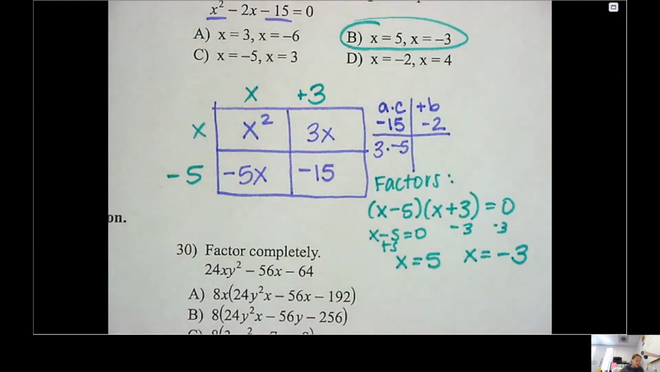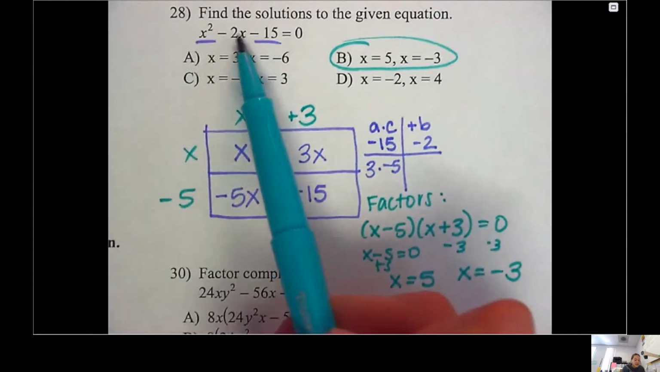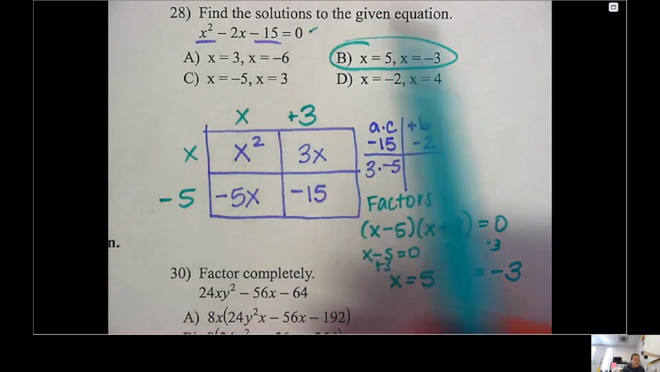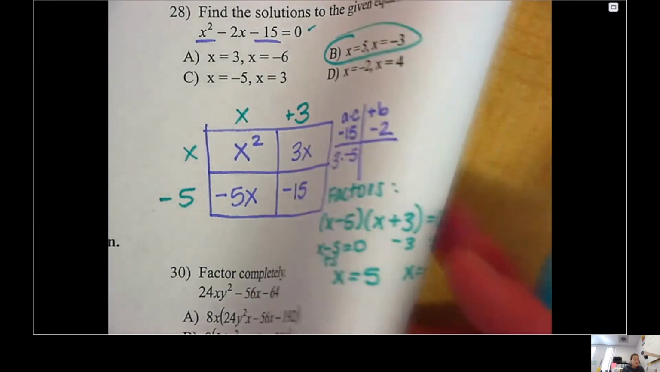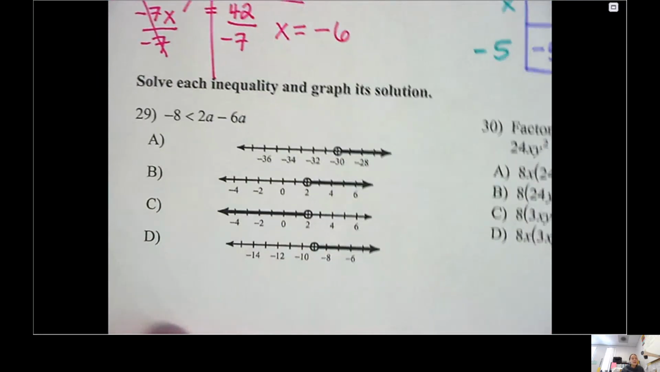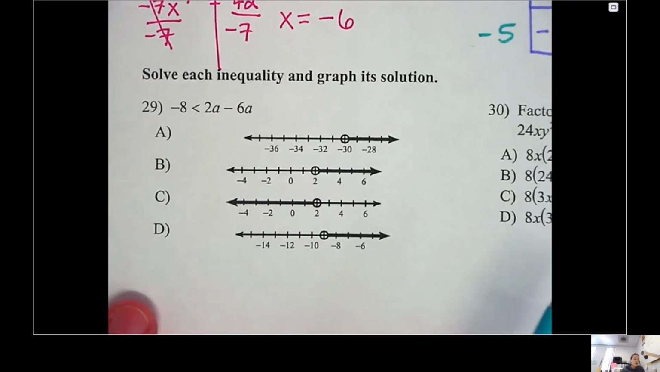You also technically could, I guess, just plug them in as well, right? Like you could plug in the x value here and see which ones actually work to give you 0. That would be another way to do it if you didn't want to do the box, but I think box is easier. Okay, solve the inequality and graph the solution.